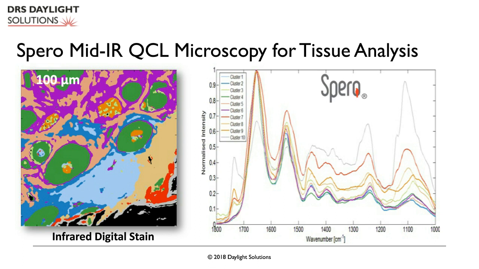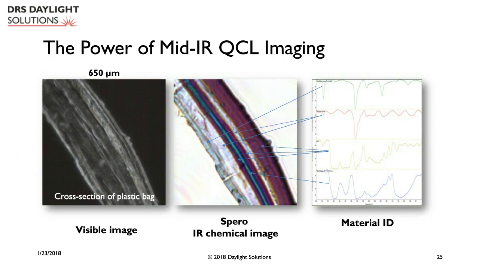So I tend to focus on biological applications. However, the Spero is used to address industrial and polymer applications as well. For example, here we have a visible image of the cross-section of a plastic bag. We can see layers. We could probably measure the total width of it. We could probably identify the width of the layers. This would be useful information, but with a hyperspectral image, we can spatially resolve the chemical composition of this image. Not only can we see that the layer is comprised of different materials, but we can also identify these chemicals by comparing their spectra to existing spectral libraries.